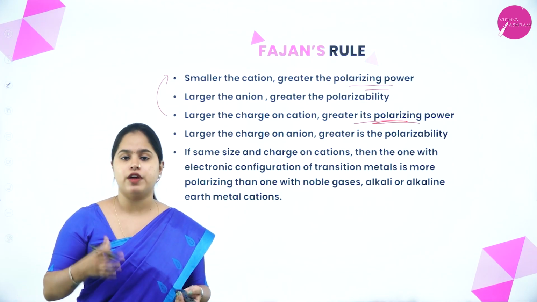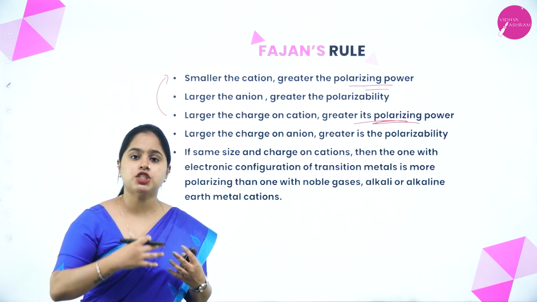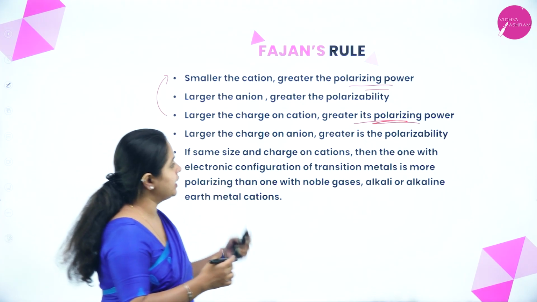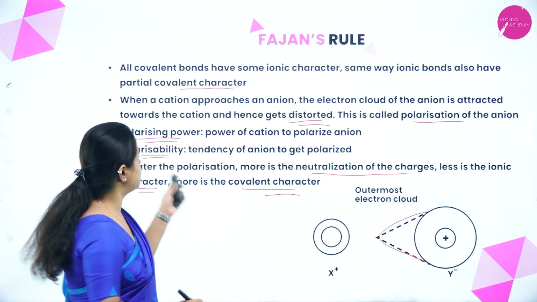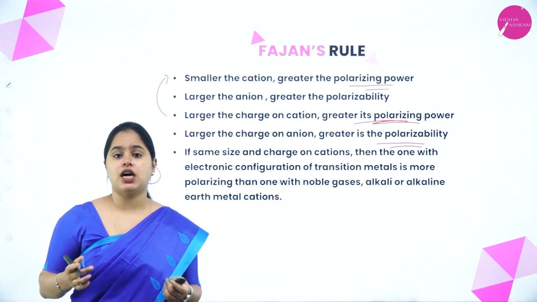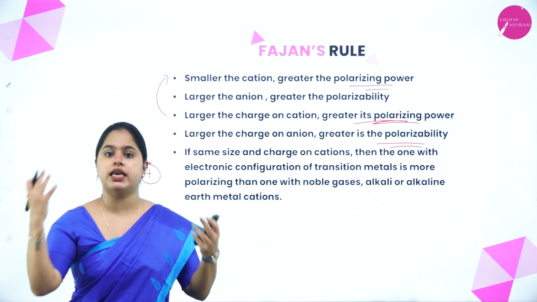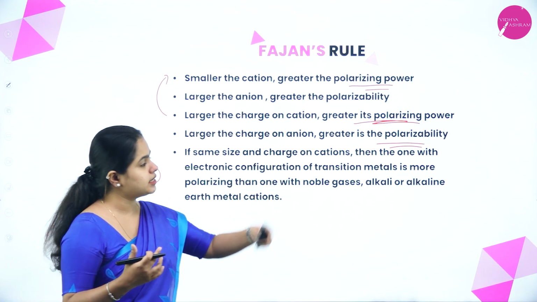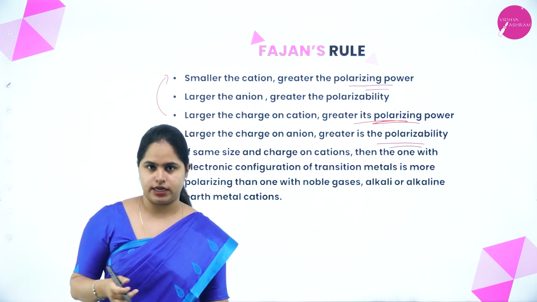So more number of electrons means, what happens? The attraction between them will get less and easily they can be polarized. Polarizability means what? The tendency of anion to get polarized, right? So the larger the charge on anion means the size keeps on increasing. That means easily they can be polarized. In a way we can say that greater will be the polarizability.